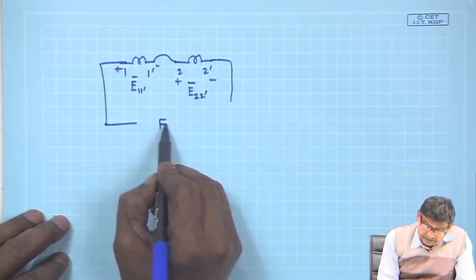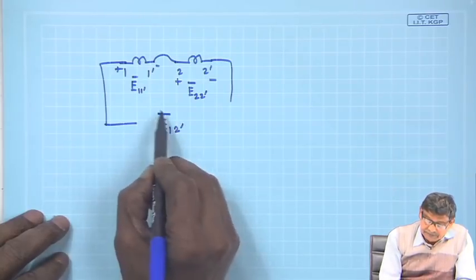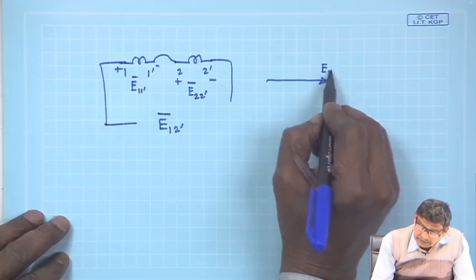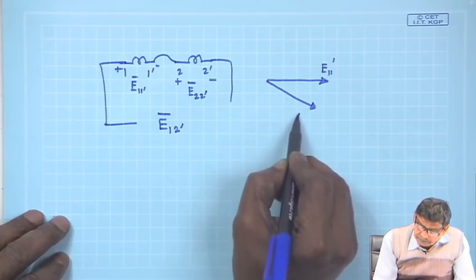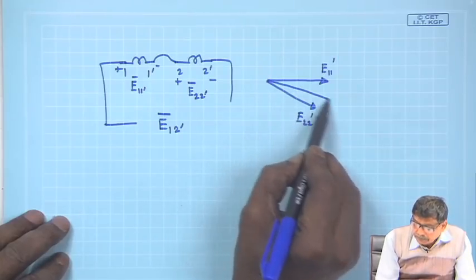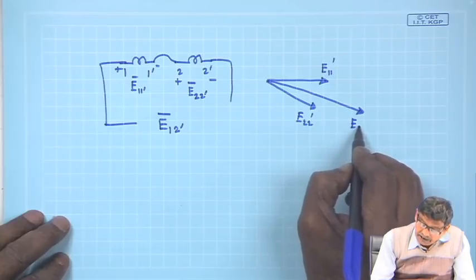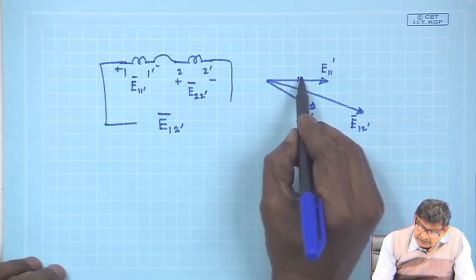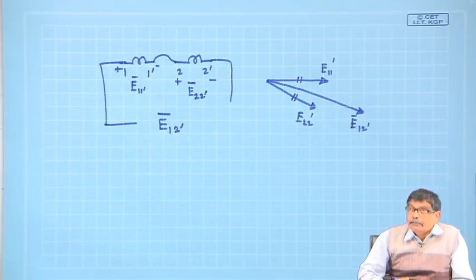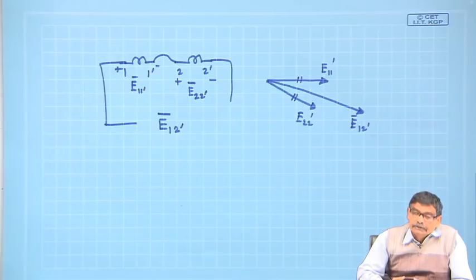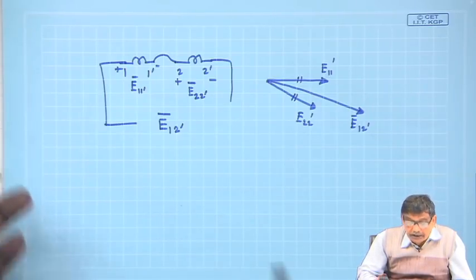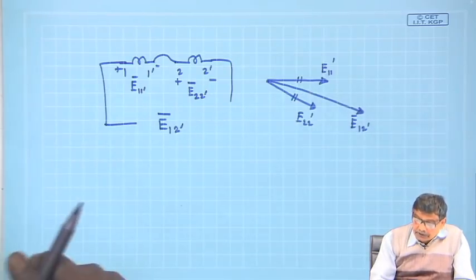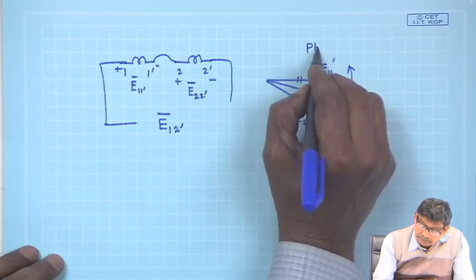and want to examine what is the voltage E12 dashed, then that will be simply this one, this is E11 dashed, this is E22 dashed. So, add these two and get the resultant, this will be E12 dashed. The RMS values, the length, will be the same because the coil has the same number of turns, rotating with the same velocity, moving with the same relative speed as 11 dashed is doing. Therefore, everything remains the same. This is the phasor diagram, mind you, a time phasor diagram.